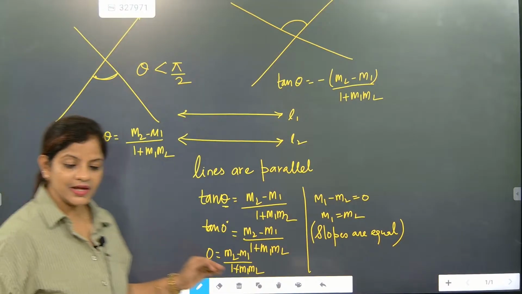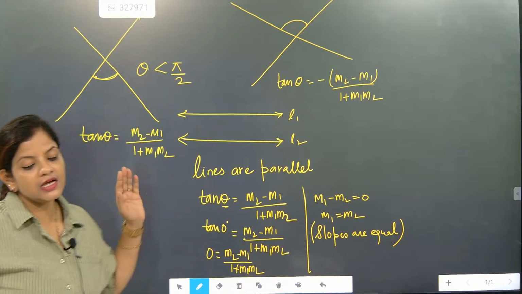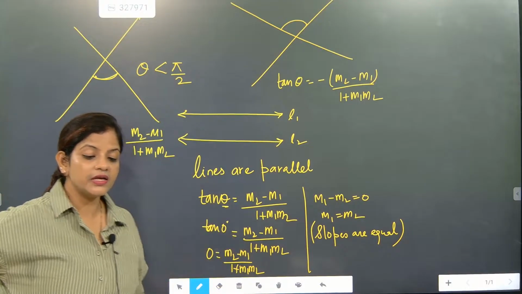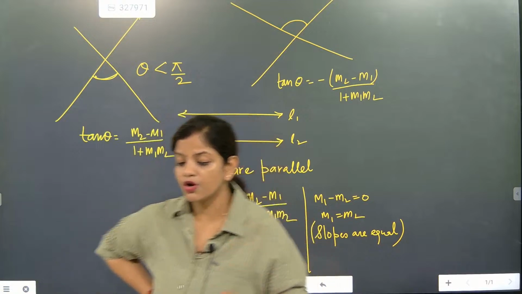So this is the conclusion we have drawn. What we have learned here is that when two lines are parallel, their slopes are equal. The slopes of the lines are equal. So this is the conclusion we have drawn.